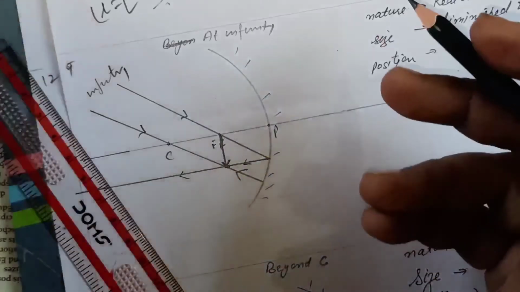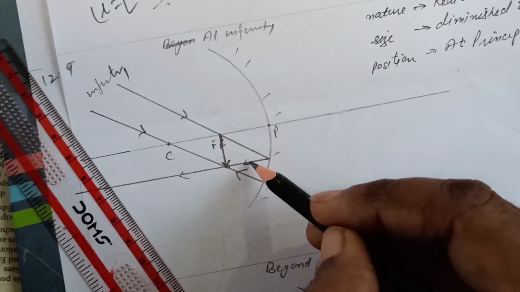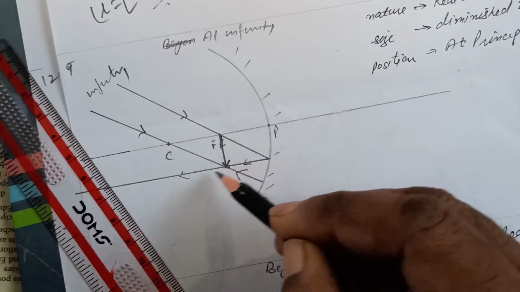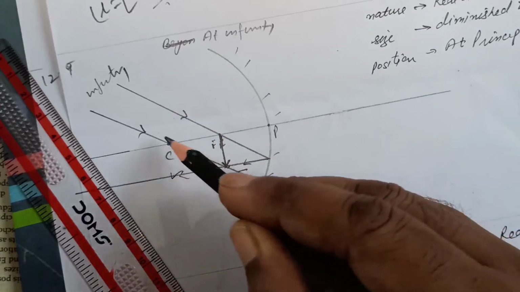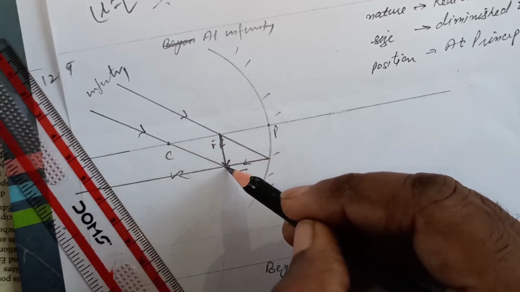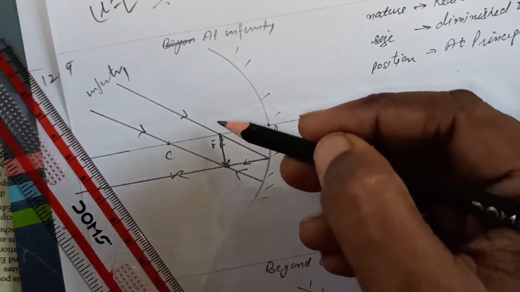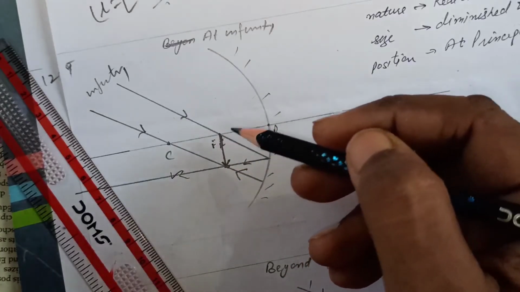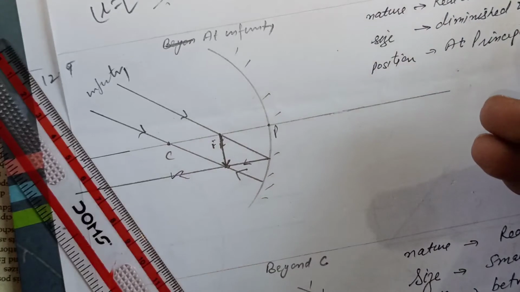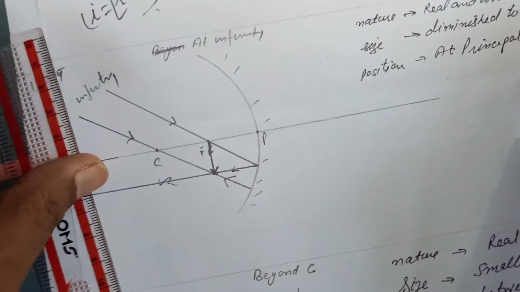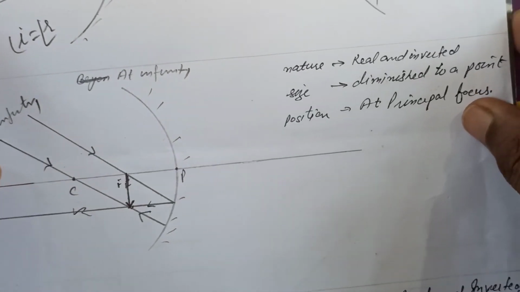Okay, so these are the reflected rays. This reflected ray passes through F, and this other one retraces its path. Both are meeting at a point. From that point you have to draw a perpendicular on the principal axis, and that will be your image. Right, now we have to write something about the nature of the image.